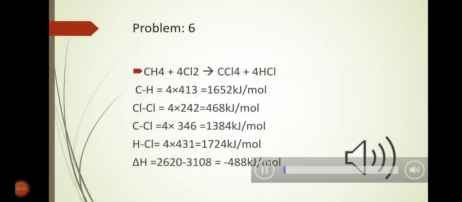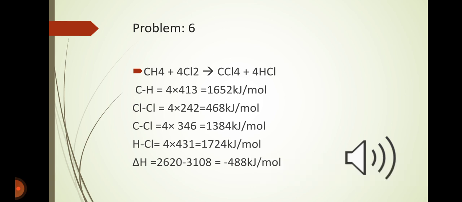Let us solve one more problem. Methane plus 4 moles of Cl2 gives rise to carbon tetrachloride plus HCl, CCl4 plus HCl. We know that the carbon hydrogen bond energy is 413. But how many carbon hydrogen bonds are there? 4 carbon hydrogen bonds are there. So 4 into 413 is equal to 1652 kilojoule per mole.